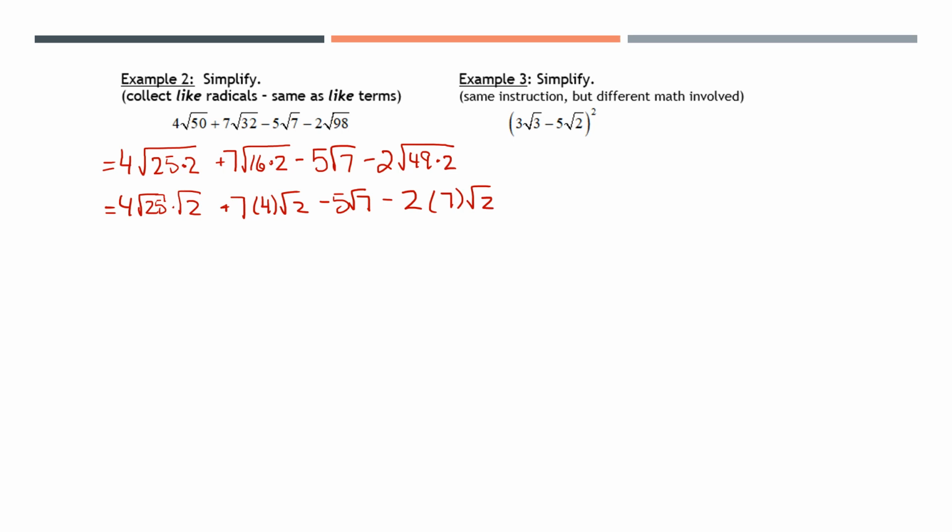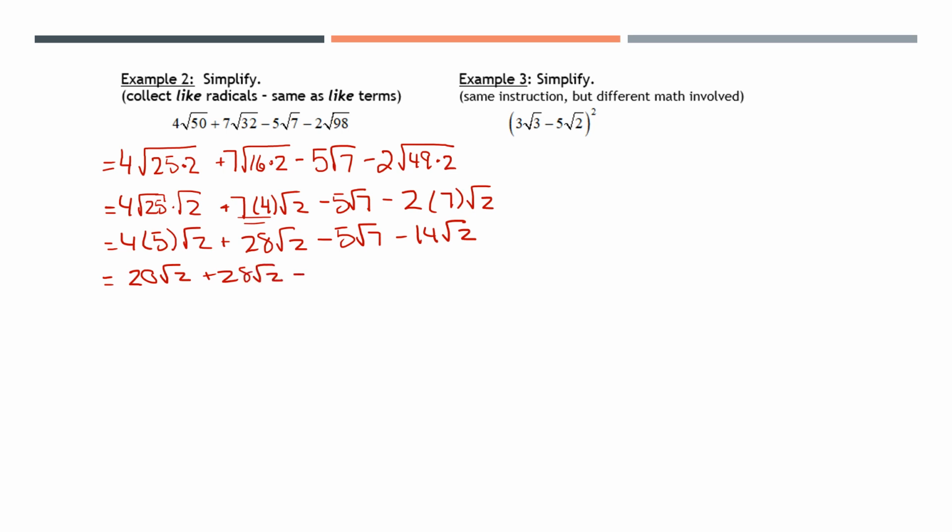It's not 1. Oh, so I didn't clean this one up right away, so I have to do it now. So now I have kind of that extra line in there. 7 times 4 is 28. That's 28 root 2 minus 5 root 7 minus 14 root 2. Okay, we're getting there. We've got 20 root 2 plus 28 root 2. So we've simplified all of our radicals now. None of these radicals any longer can be reduced anymore.